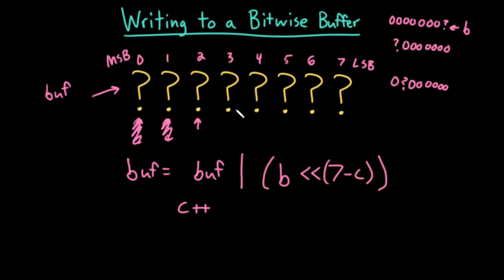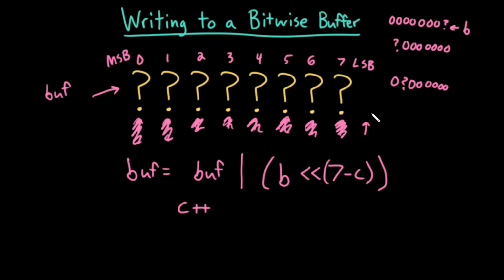Now it's here. I would do the same thing again with my next insertion, my next insertion, and so on. So now current is 7. 7 minus 7 is 0. I shift this over 0, so I don't shift it at all. I OR my buffer with it, so I set this bit, reassign, increment my current index, which is now 8. Uh-oh, that's out of bounds.